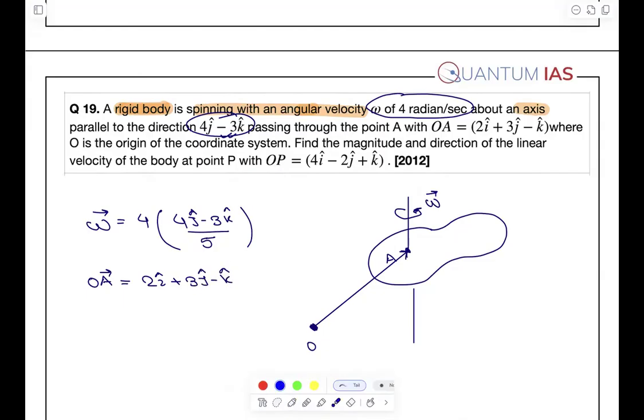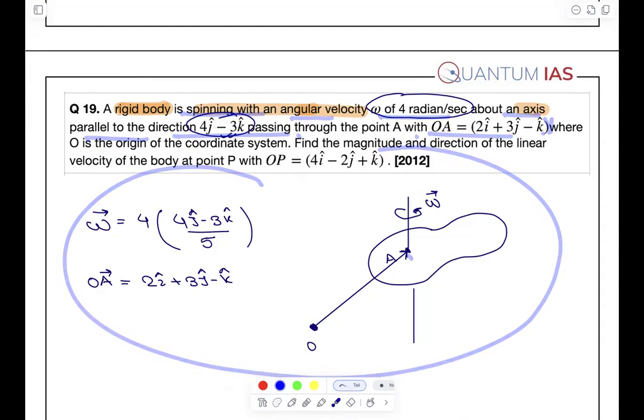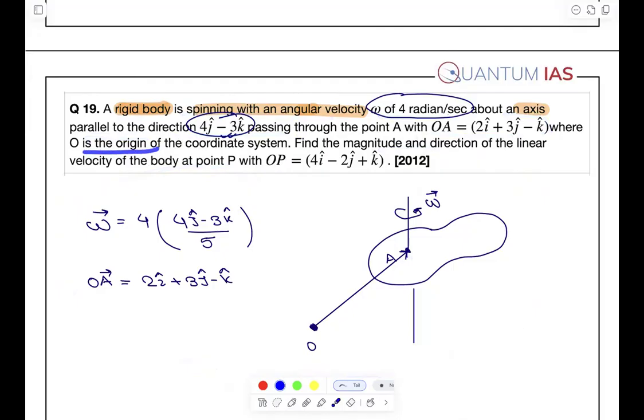Now read the question again. A body is spinning with an angular velocity 4 radian about an axis parallel to direction of this through a point A with OA equals to this. So till now we have tried to incorporate everything which is given in the question. Where O is the origin of coordinate system. Now we have to find out the magnitude and direction of the linear velocity of the body at point P with OP equals to this. So the point we have to find out, this is, let's say, P, and OP is given.